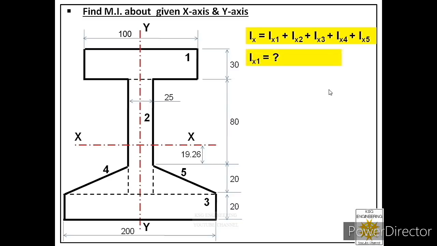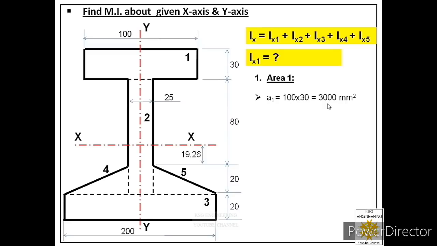Now for Ix1, the very first step is that we should find the area of that regular area. Now in this case area 1 is this rectangular area, and if we have to find its area, then its area A1 will be equal to length into width. So length is 100 and its width is 30. So A1 will be equal to 3000 mm square.